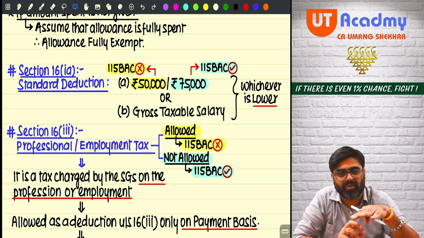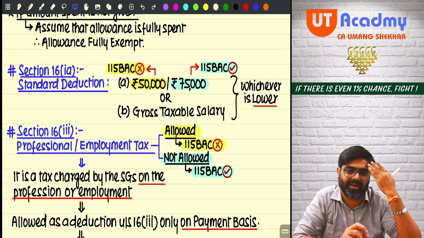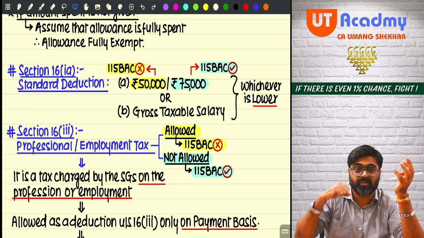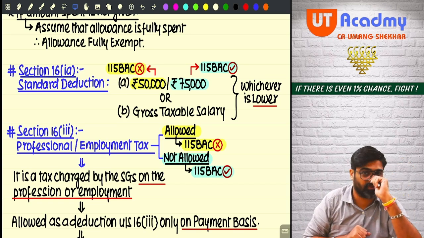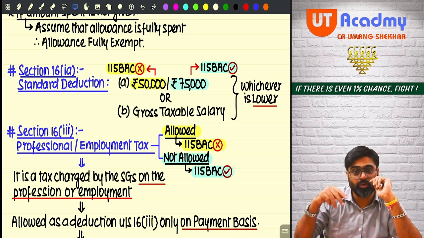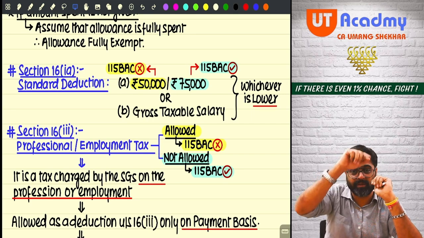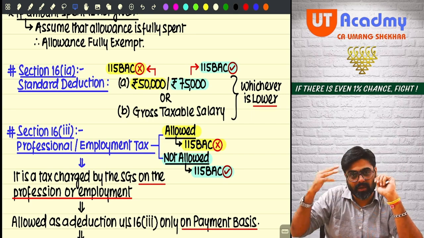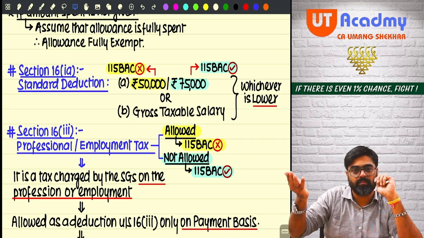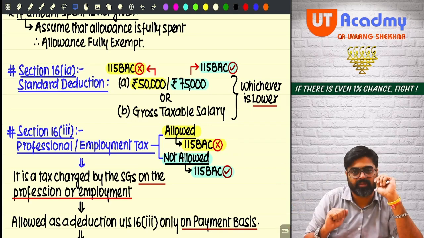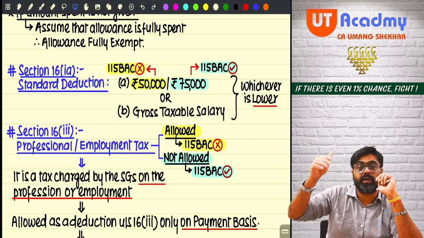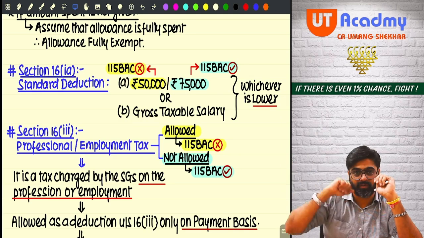Because to earn salary, usually you don't incur any expenses. To earn business income, you have to incur many expenses. So those expenses are allowed as a deduction in the PGBP head. To earn other sources income, you might incur many expenses. Those are allowed while you calculate income under the head Income from Other Sources.